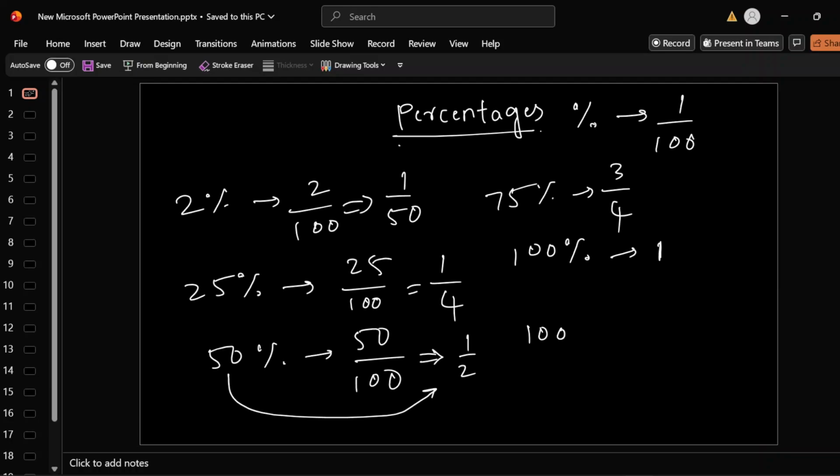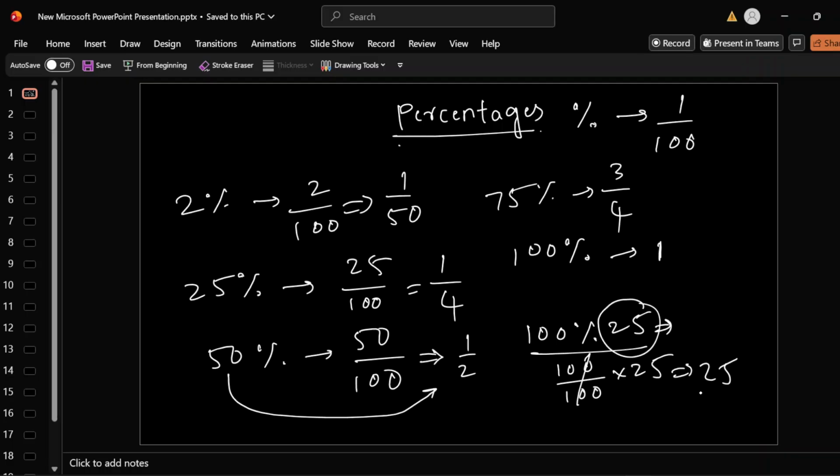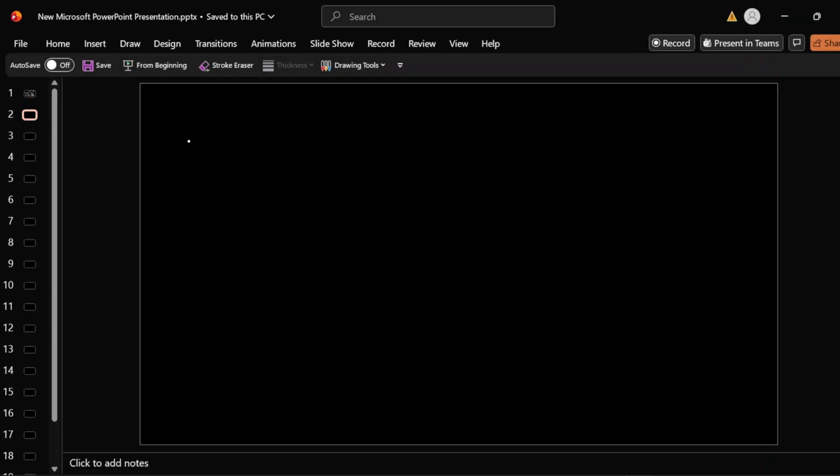For example, 100% of 25. That means 100% is 100 by 100. Here we have "of". "Of" means into. Of 25, 100 by 100 is 1, that equals 25. That means 100% of any value will be the number itself. Okay. You have to remember these percentage values in fractions. And there are still some more percentages that we have to remember in fractions. So let us see that.